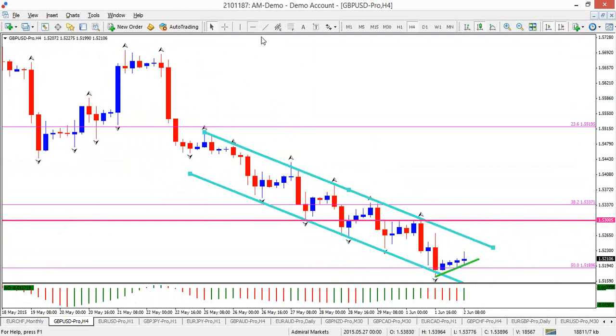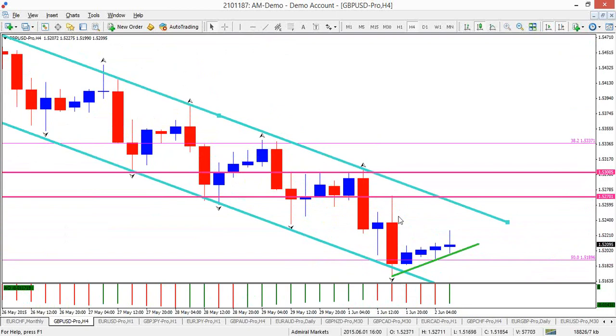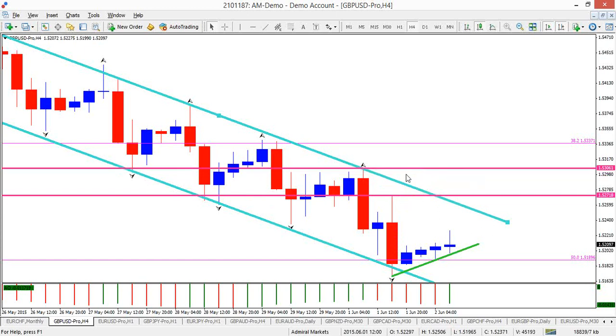Really, I need to see price prove itself by pushing at least through the master candle, as Nanette calls it, which in my opinion the master candle is this one at the moment, with the high here at 152.75, or even the fractal at 153.